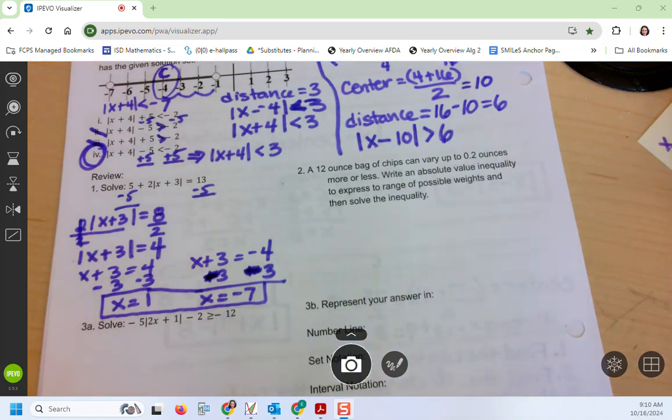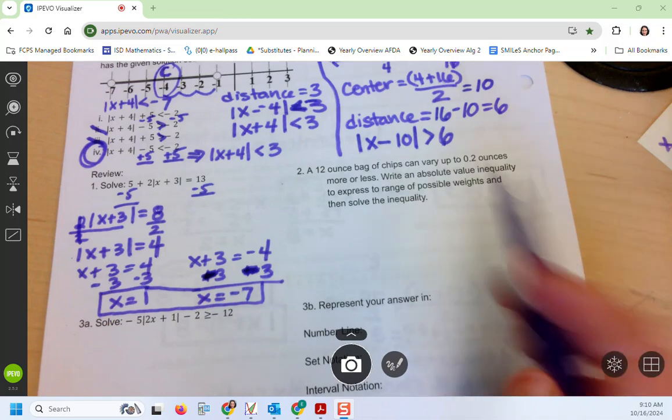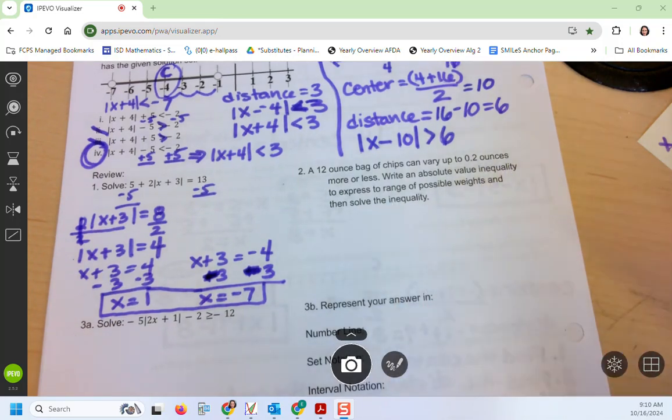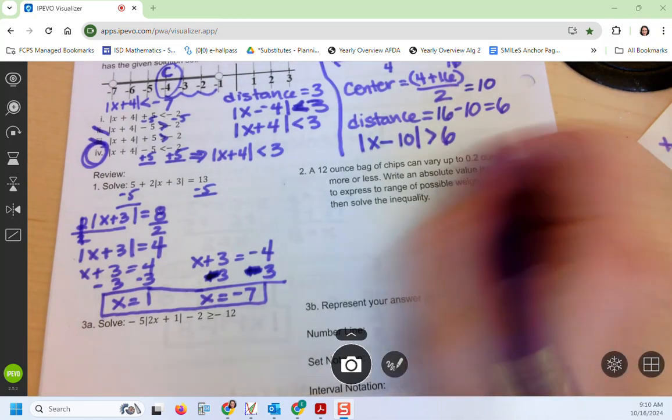Okay, so this was from last class. This is a day 2 problem. A 12-ounce bag of chips can vary up to 0.2 ounces, more or less. So that means it can be 0.2 ounces more, it can be 0.2 ounces less. It could be like 0.1 ounces more or less. It can't be any more than 0.2 ounces away though. So write the absolute value inequality and then solve it.